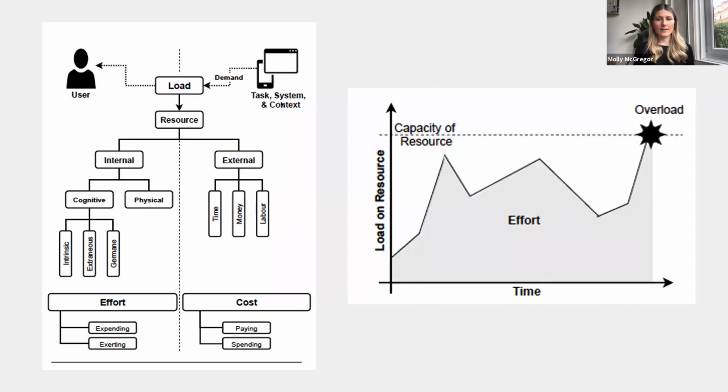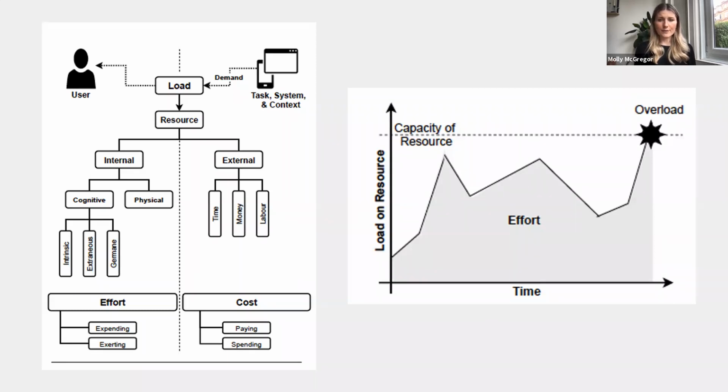So demand will regulate how much of the internal resources need to be exerted or expended, or how much of the external resources will need to be paid or spent to perform the task. Demand is dynamic and will fluctuate throughout the course of the task. So given a particular resource and the demand imposed, load can be conceptualized as the amount of resource being consumed at a given point in time. An overload can occur when the demands of the task, system, and context exceed the capacity of the resource.